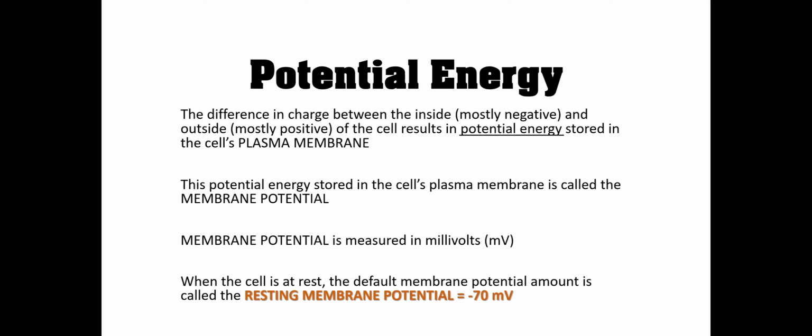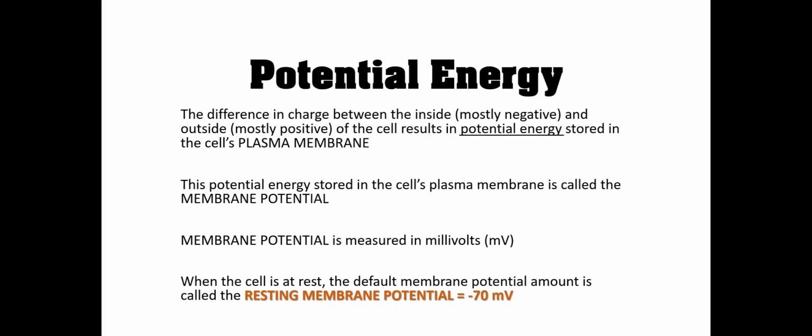So this potential energy is called the membrane potential. Now, membrane potential, it's an actual charge, it's an electrical charge. That's what ions are. So membrane potential is measured in millivolts. Now, when the cell is at rest, this is the setup that I was just telling you about. When the cell is at rest, it's mostly negative inside the cell and it's mostly positive outside of the cell.